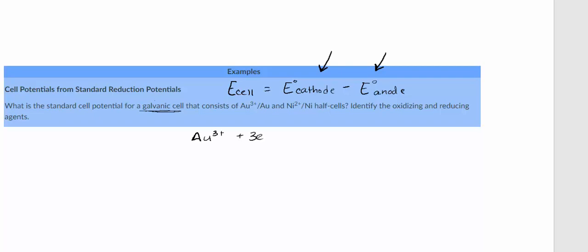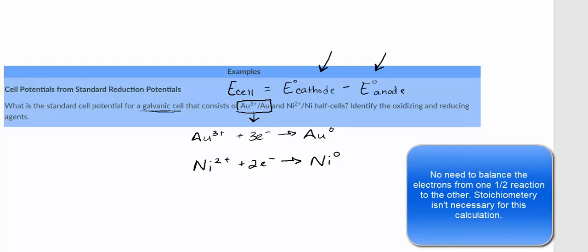So first thing I'm going to do is write out these half reactions. So I have gold with a 3+ charge reacting with 3 electrons to form solid gold. And that's what this part shows me. Now I can create the other half reaction like this. Now, unlike with balancing a redox reaction, the stoichiometric coefficients are not used to scale the voltages. We're just going to read the voltages raw from the table.